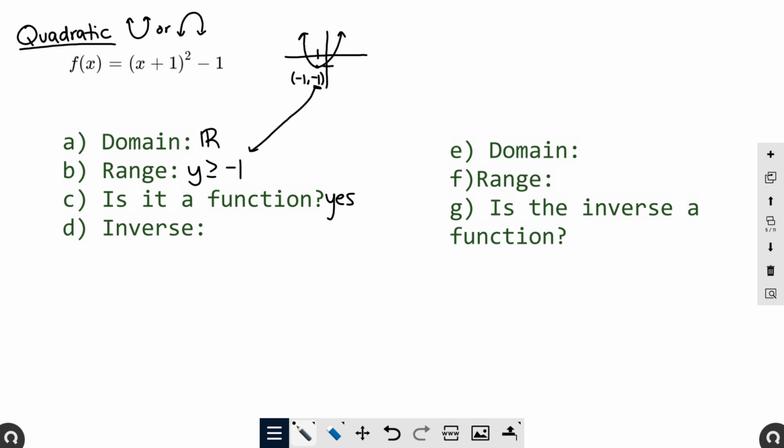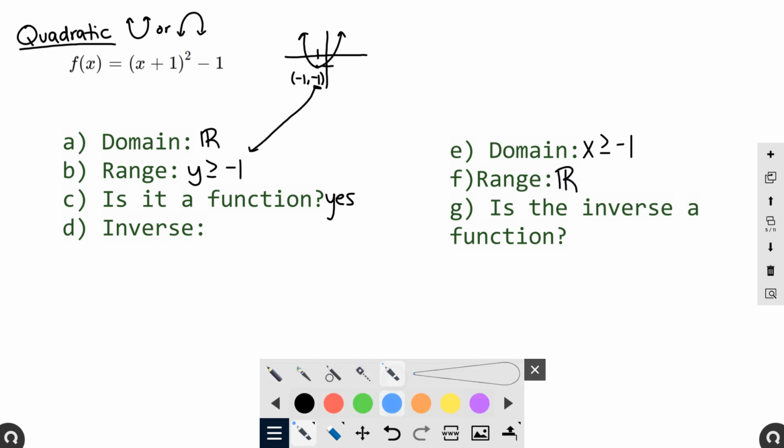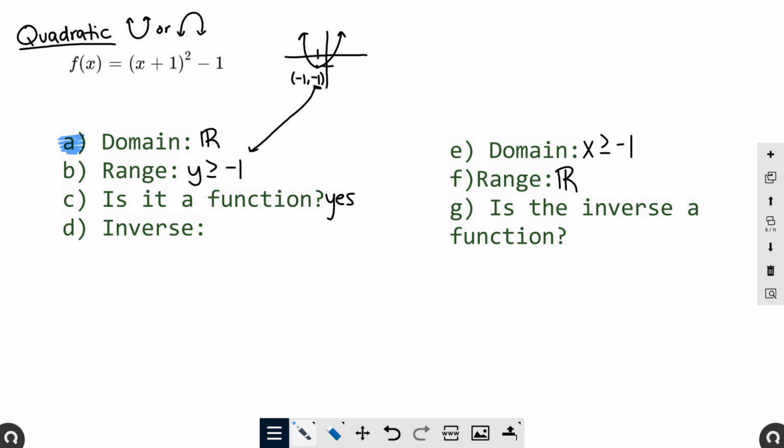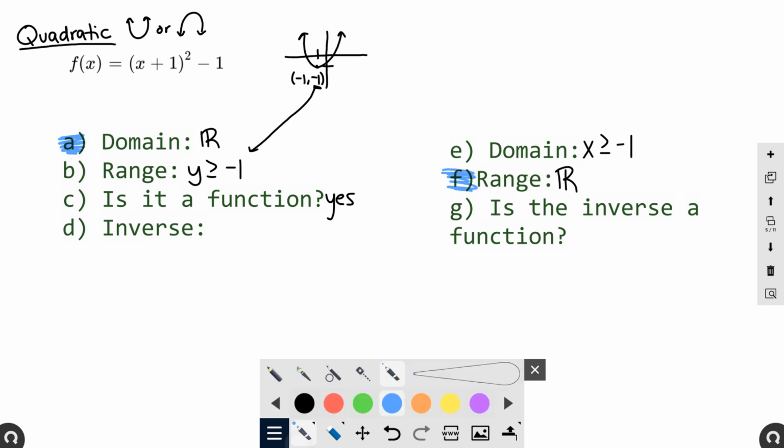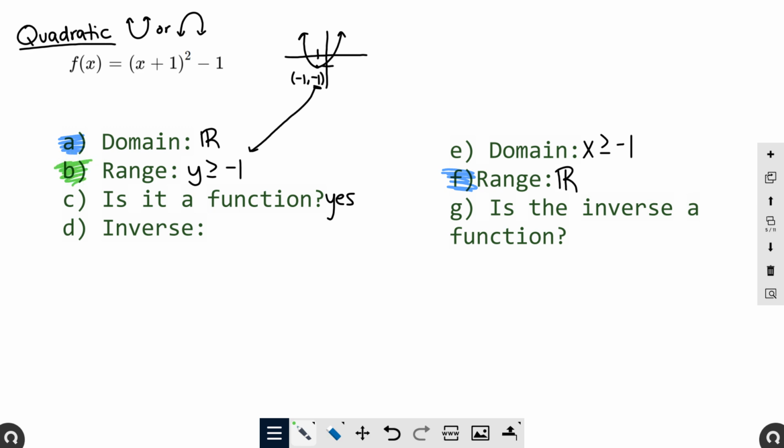Before we answer part D, we can answer parts E, F, and G. The domain for the inverse is the same as the range, but instead of y, we use x. So our domain for the inverse would be x is greater than or equal to -1. And what would our range be? All real numbers. So remember, these two are just opposites of each other. Whatever you put for domain would be the range over here, and then whatever you put for range or function is domain of the inverse. Now, think back to that first problem that we did at that top left.